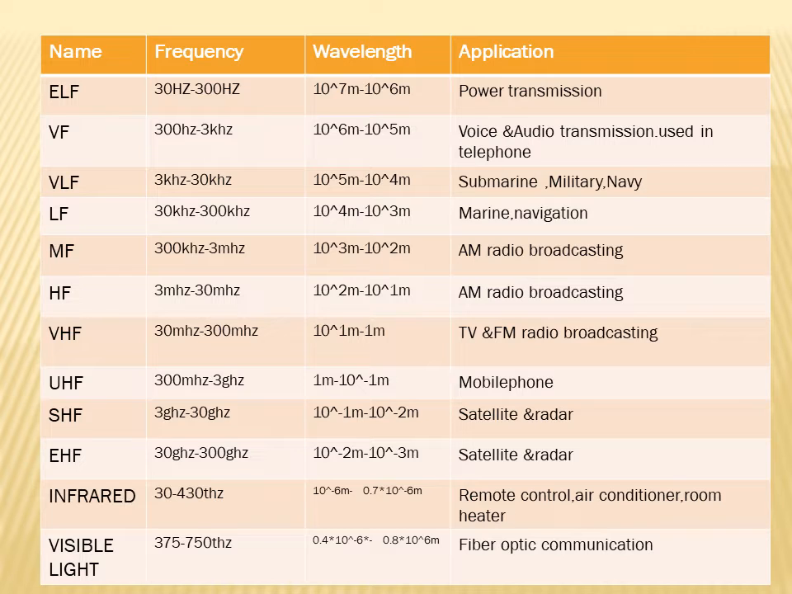Next one, it is the visible light. So the frequency range of visible light is 375 to 750 terahertz. Wavelength is 0.4 times 10^-6 to 0.8 times 10^-6, and it is used in fiber optic communication. So these are the different frequency ranges, their wavelengths and applications.